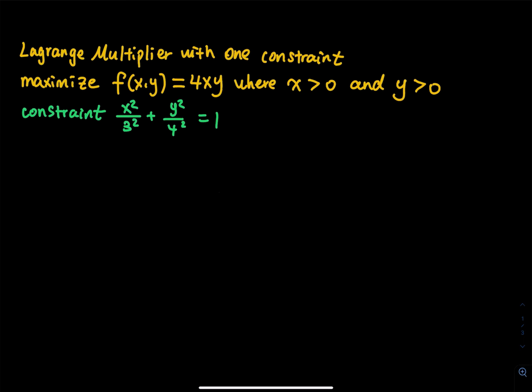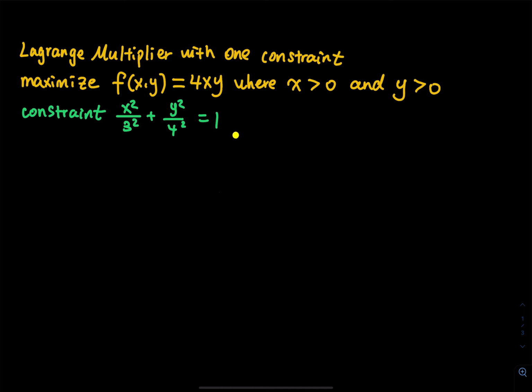Lagrange multiplier with one constraint. We are trying to maximize the objective function f of x, y equals 4xy, where both x and y are greater than 0, and this is subject to this constraint. The constraint is a restriction: x squared over 3 squared plus y squared over 4 squared equals 1.